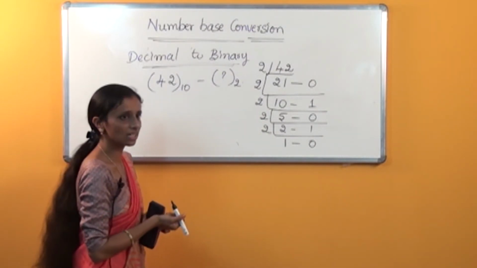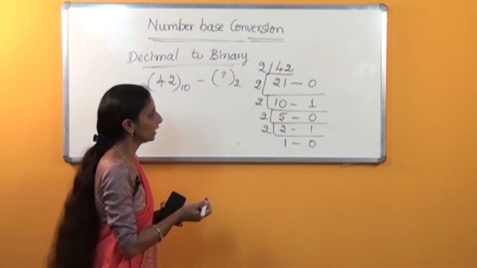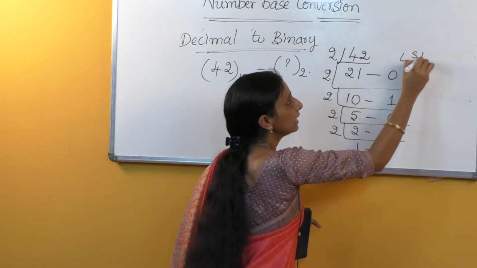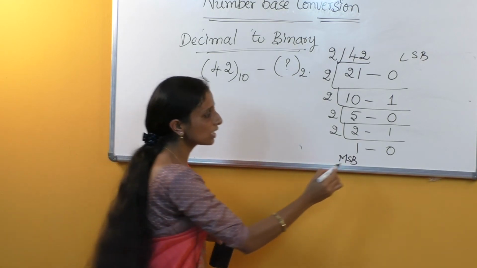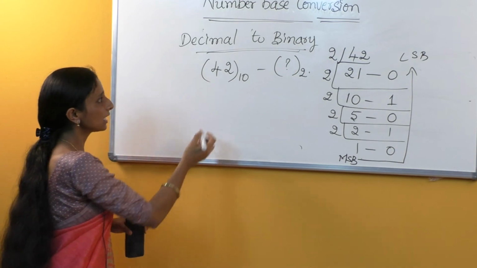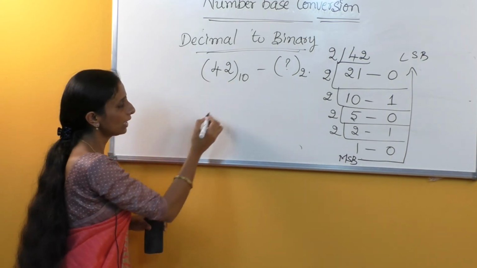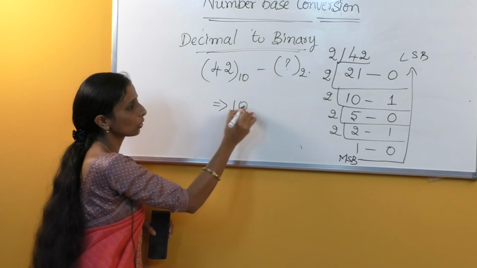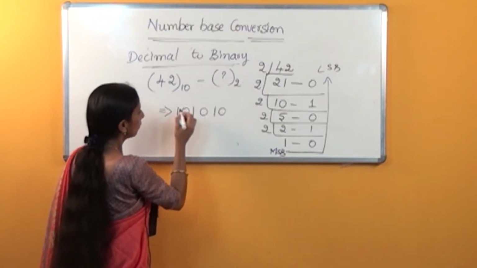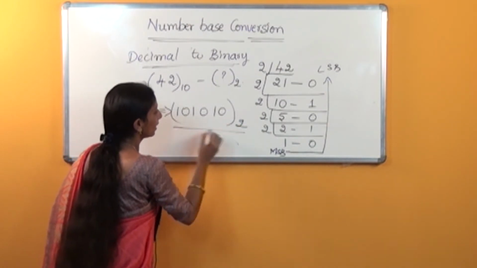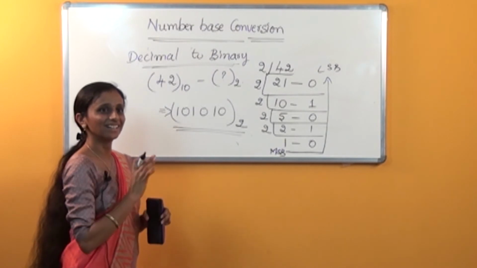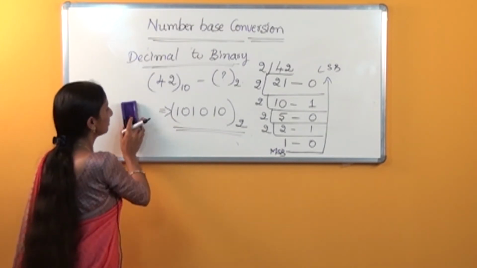Now how to represent the answer? We have to represent it in binary. This is our most significant bit, and this is our least significant bit. This is the method of representing our answer. So if you convert 42 to binary, the answer will be 1 0 1 0 1 0. This is in binary form.